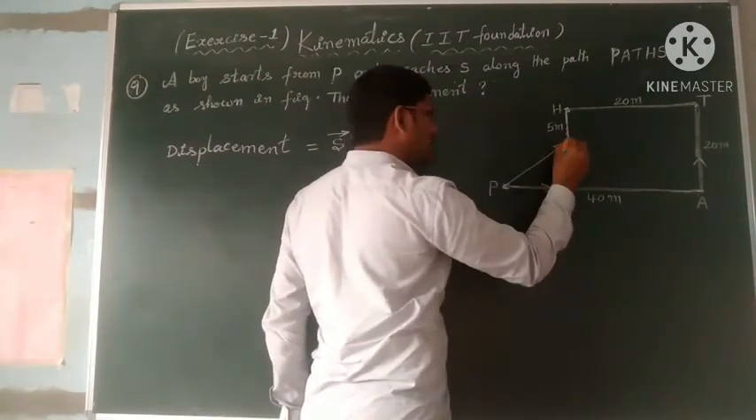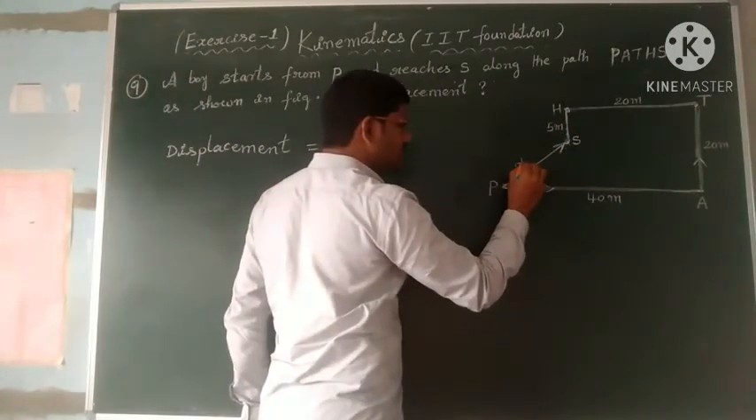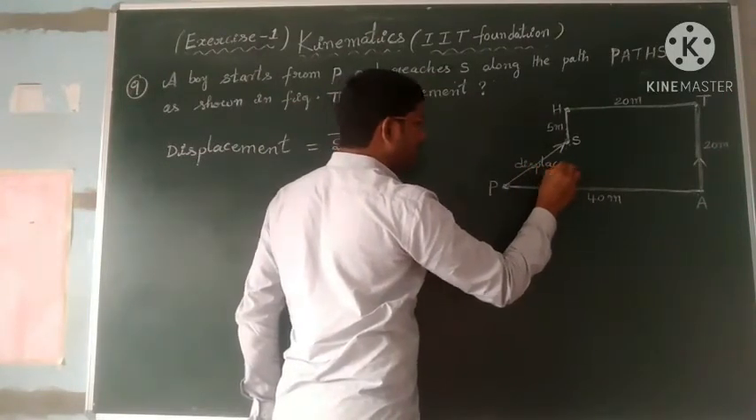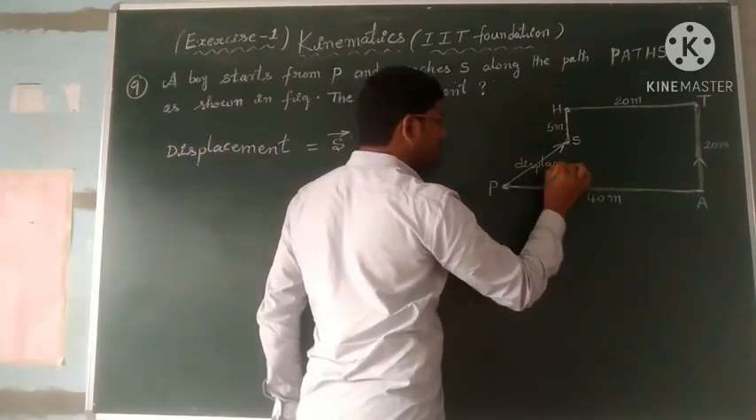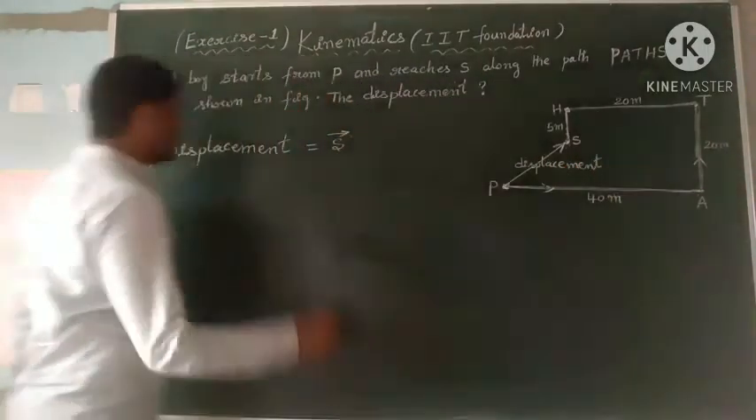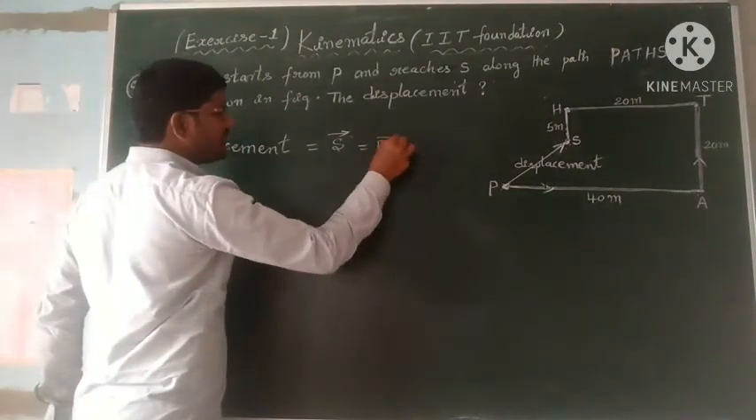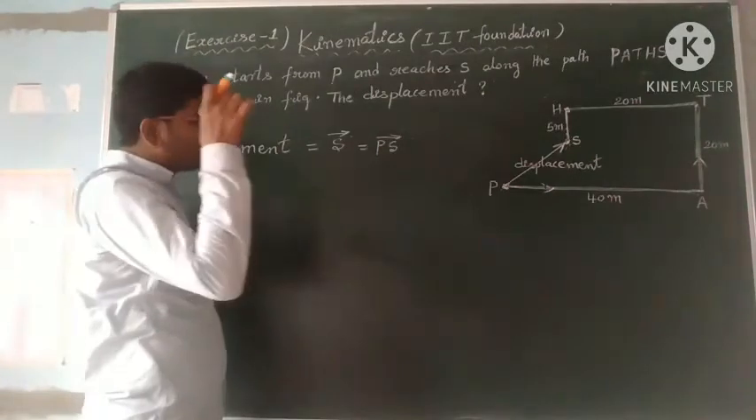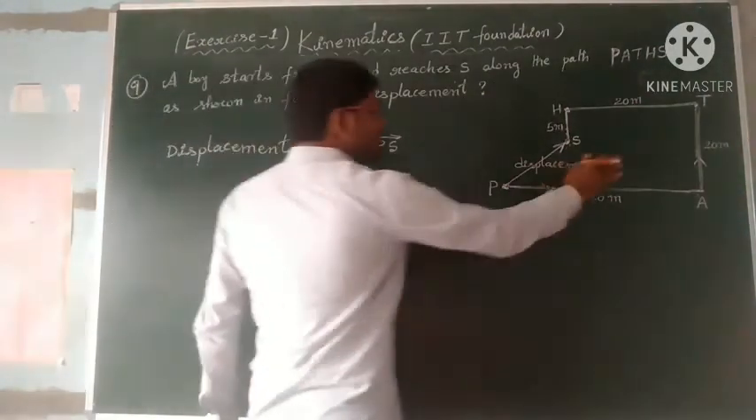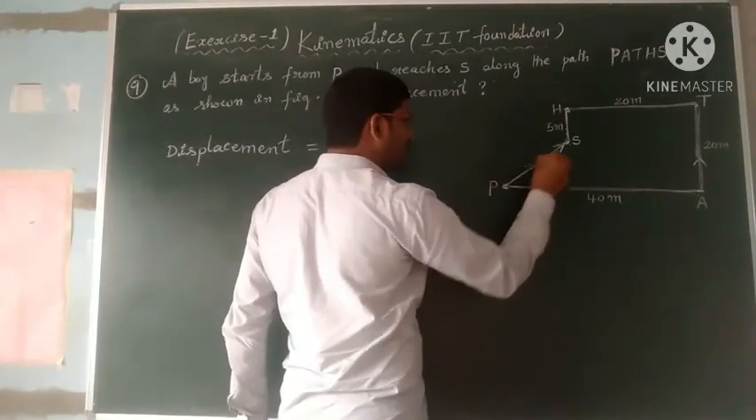So this point is S and this is called displacement. Here, P is the initial point and S is the final point. So PS bar is the displacement that we are going to calculate. Okay students, so we want to find the displacement now.